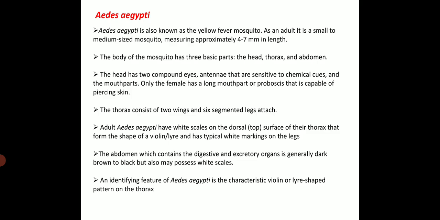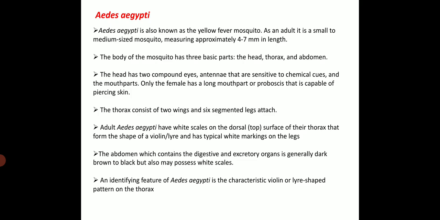The first species is Aedes aegypti. It is commonly known as the yellow fever mosquito. As an adult, it is a small to medium sized mosquito which measures about 4 to 7 mm in length.